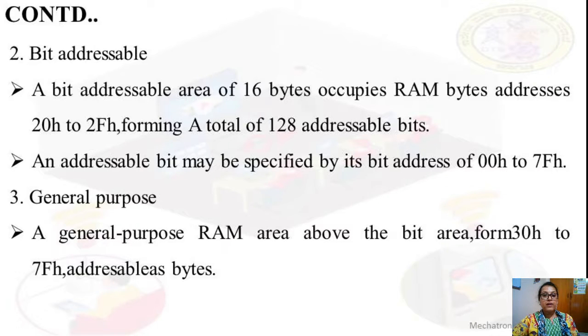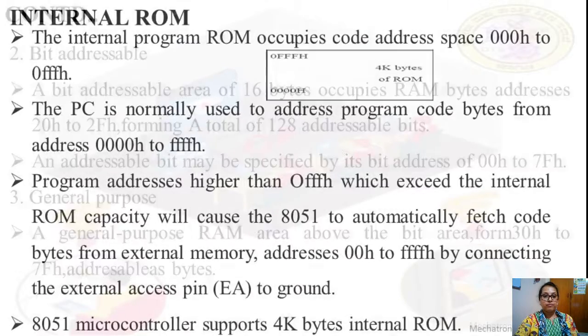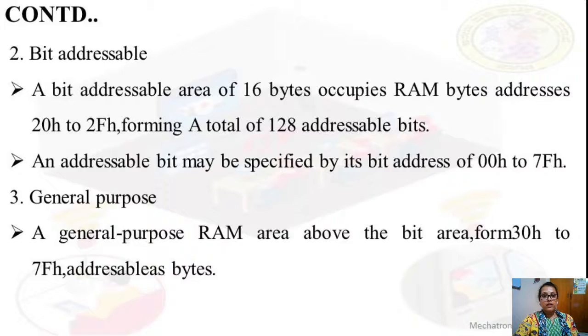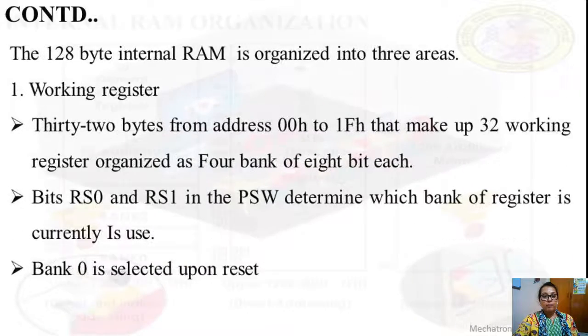Okay, next, the bit addressable area, the second bit addressable area, is of 16 bytes, from 20H to 2FH. The addressable bits may be specified by the bit addresses 00 to 7FH. And finally, the general purpose RAM area above the bit area, from 30H to 7FH, is addressable as bytes. So this is about the internal RAM.